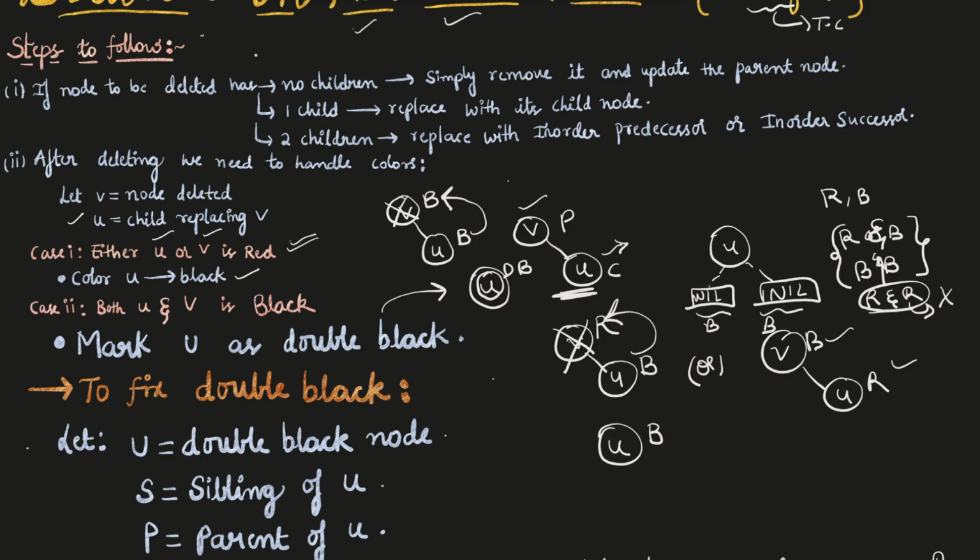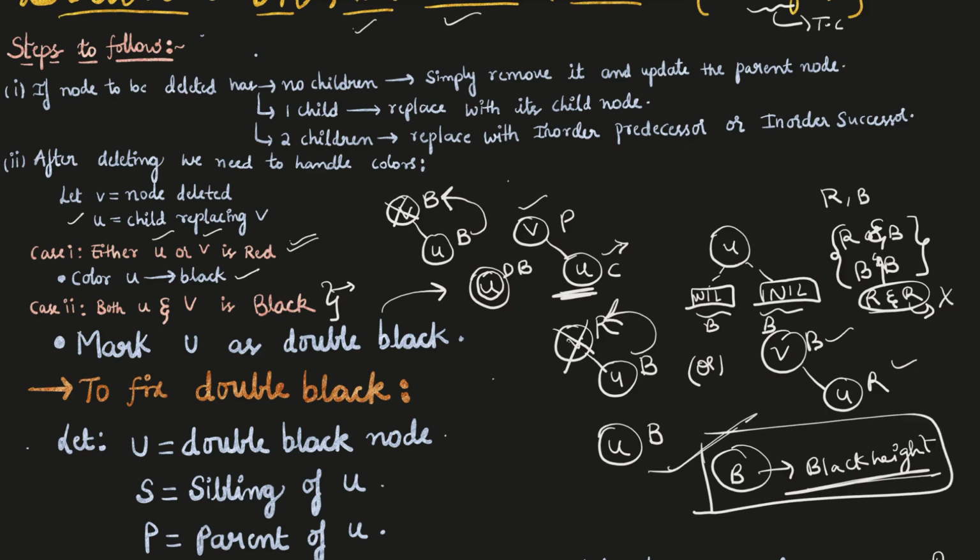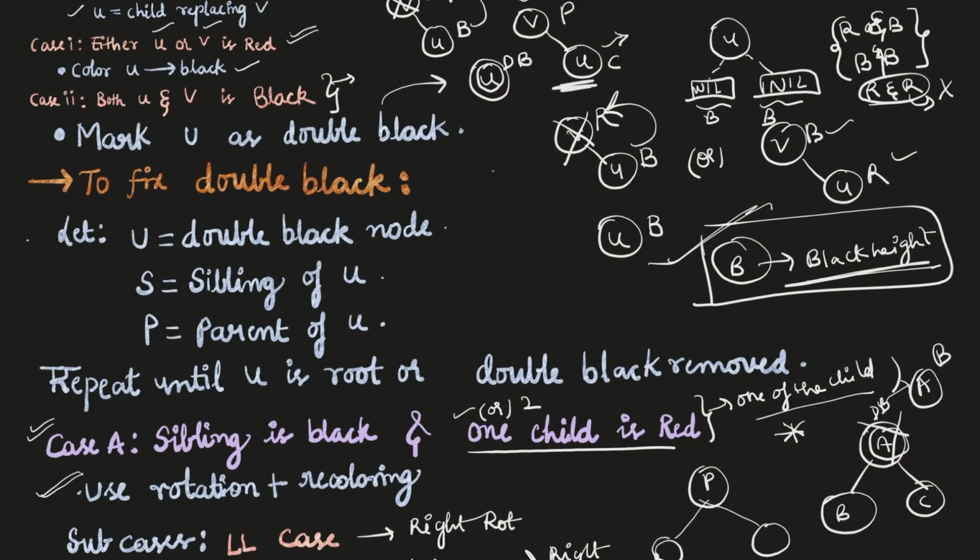If both of them are black, then there's a problem. Why is there a problem? Because when you are deleting a black node, you are affecting the black height property of the red black tree. Since this is getting affected, you need to fix it. This is the main reason for refixing the colors. Okay. So when you have both black, then you'll get a double black condition.